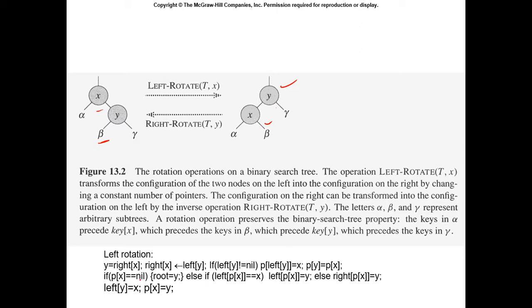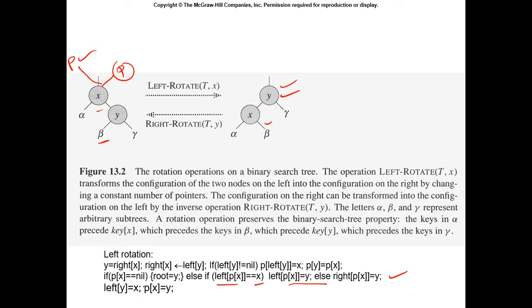And then if p of x equals null, if the parent of x is nil, then y becomes the root. If there is no parent of x, then y becomes the root. Otherwise, you attach this y to the parent of x by identifying where it goes. If left of p of x equals x, meaning x was at the left of its parent, then y goes to the left of its parent. If it is the right of its parent, then y goes to the right of its parent. If left of p of x equals x, left of p of x equals y, else right of p of x equals y.